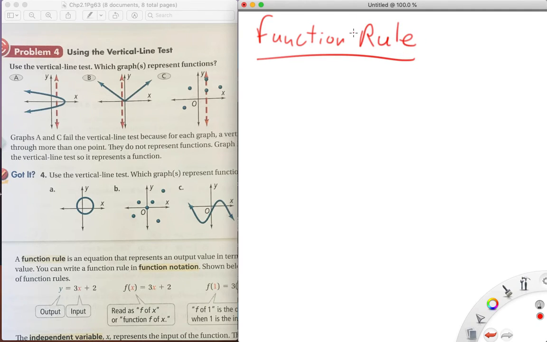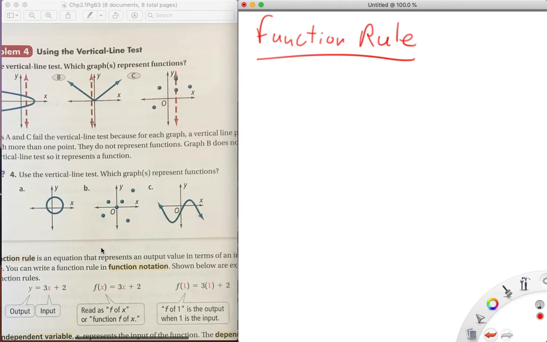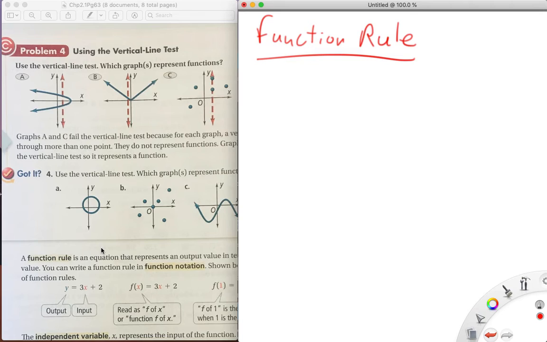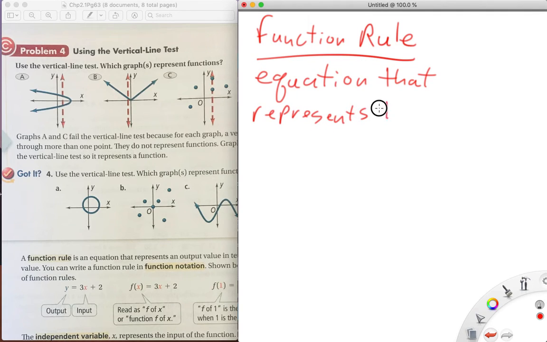And what the function rule says is that if we have an equation that represents the output value in terms of the input, then you can write out that particular rule. So the function rule is essentially the equation that represents the output.